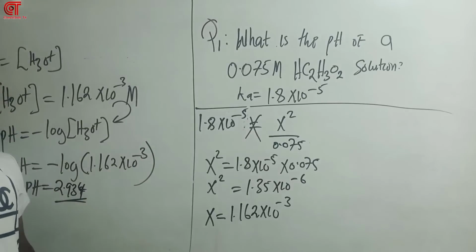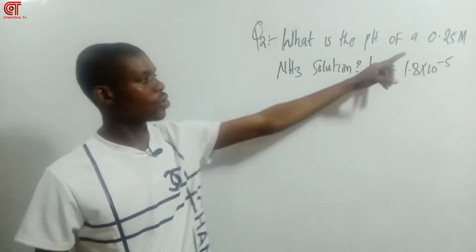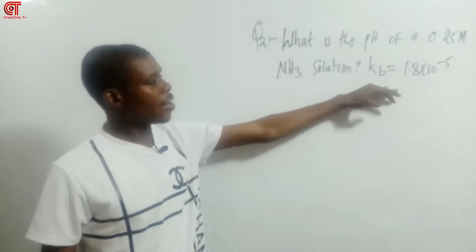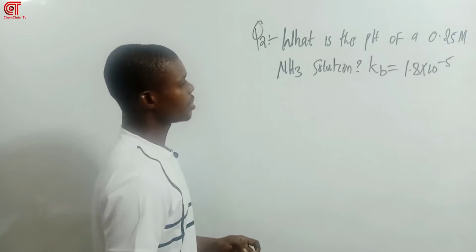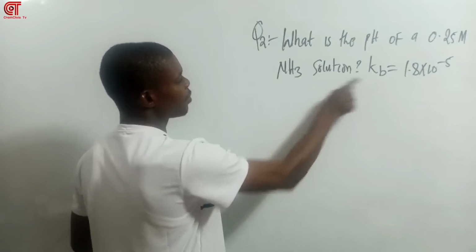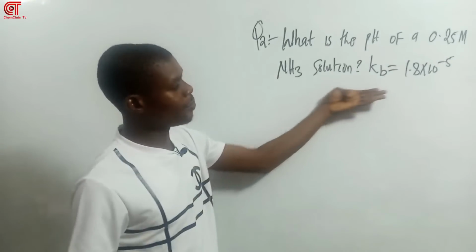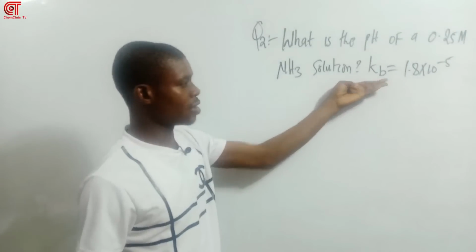So let's look at the second question, for a base. What is the pH of a 0.25 molarity NH3 solution? Now here we are given the Kb of the reaction. The reason why they gave Kb is because the base is a weak base. Like I told you, every weak base must have an ionization constant, which is this one here.